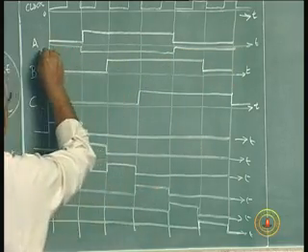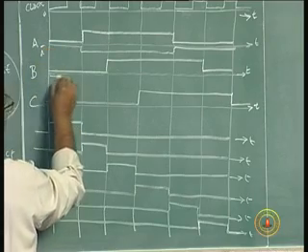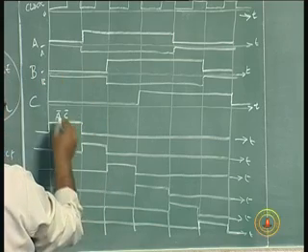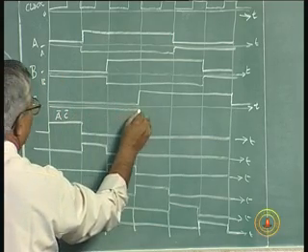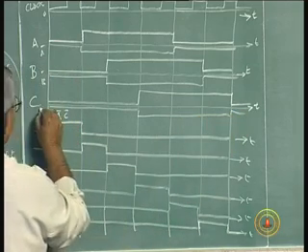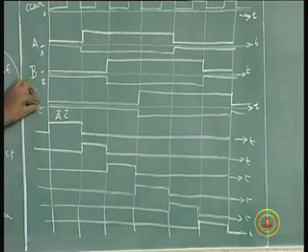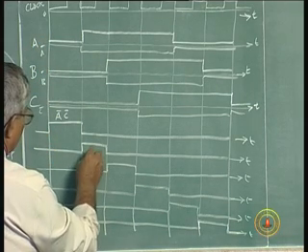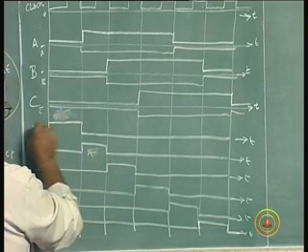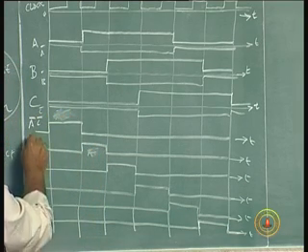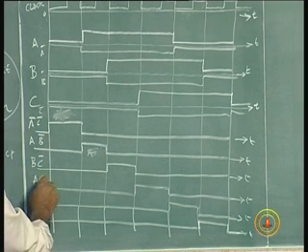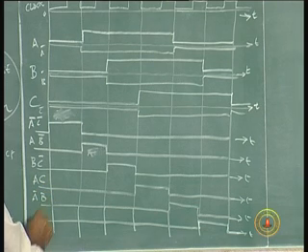This will be A bar, this will be B bar, this will be C bar. So, you can imagine these waveforms can be clubbed from A bar C bar here, A B bar, A B bar, B C bar, A C, A bar B, B bar C. So, I now have a variety of choices.